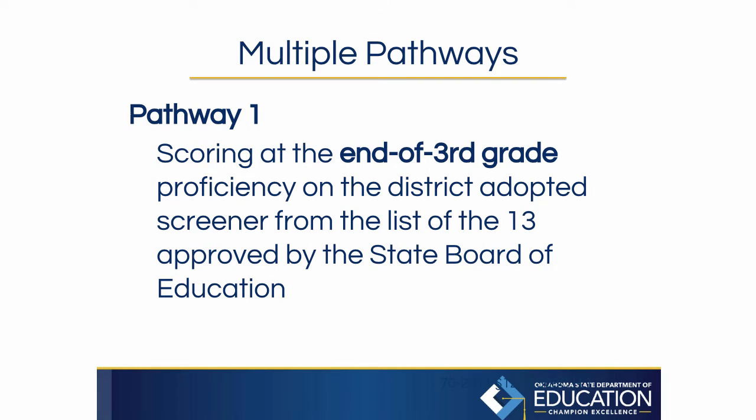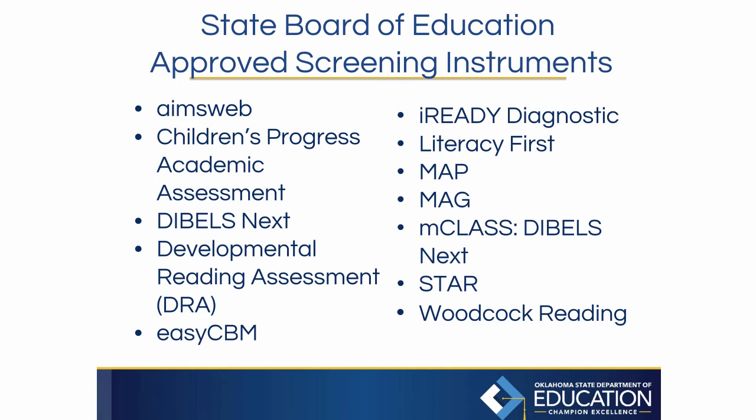So the multiple pathways are as follows. The first pathway: scoring at the end of third grade proficiency on the district adopted screener from the list of the 13 approved by the State Board of Education. Those State Board of Education approved screening instruments are as follows: Ames Web, Children's Progress Academic Assessment, Dibels Next, the DRA, Easy CBM, iReady, Literacy First, MAP, MAG, mCLASS Dibels Next, STAR, and the Woodcock Reading Inventory.